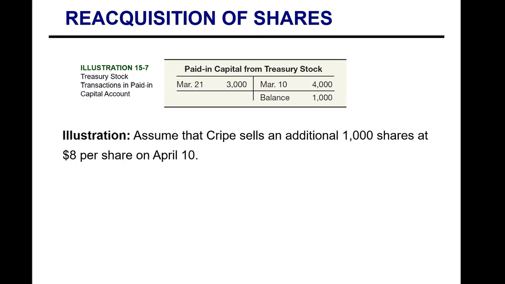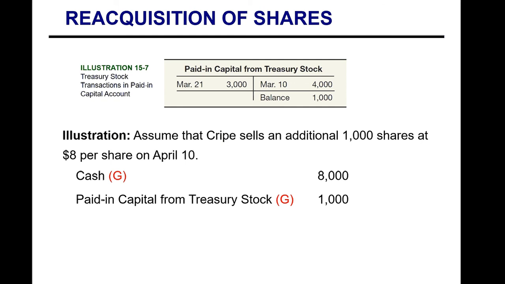Okay? Now, what happens if we sell an additional 1,000 shares at $8 per share? Well, we're going to have this $8,000, and we have a paid-in capital from treasury stock of $1,000. But notice that our balance was only $1,000. So we had $3,000 from when we had the difference, and then we had to expend $3,000. Now we only have $1,000 left. So what happens in the case when we only have $1,000 left?